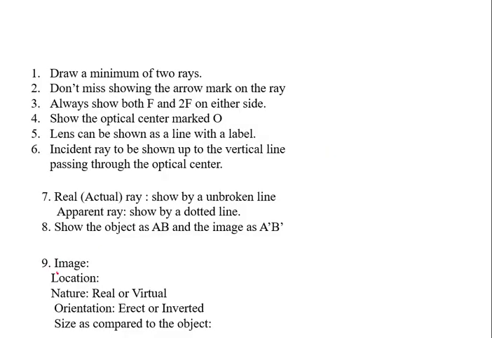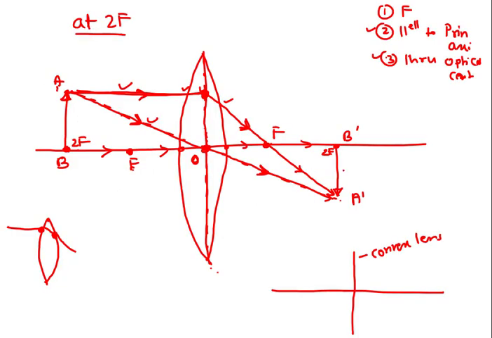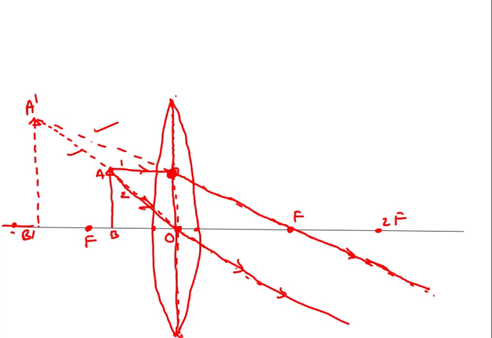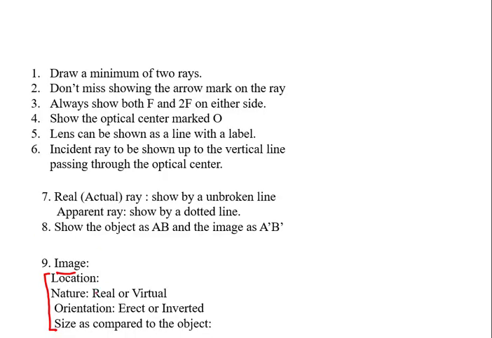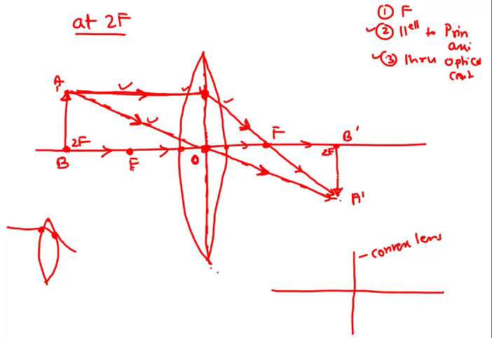As far as the image is concerned, we are expected to know and present 4 details about the image. One is the location. That means where the image is formed. So in this case, I'll say that the image is formed at 2F. In this case, we will say that the image is formed behind 2F. So location. Second, nature, real or virtual image. So in this case, the image is real.